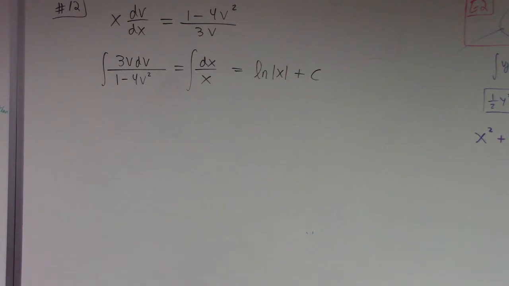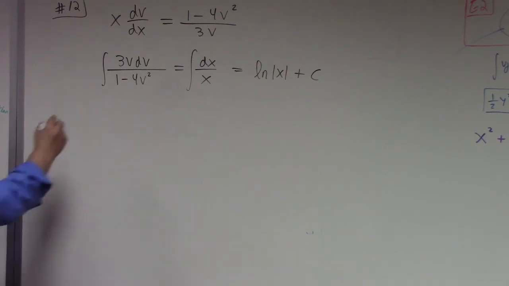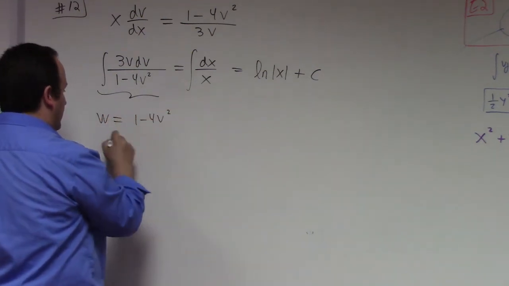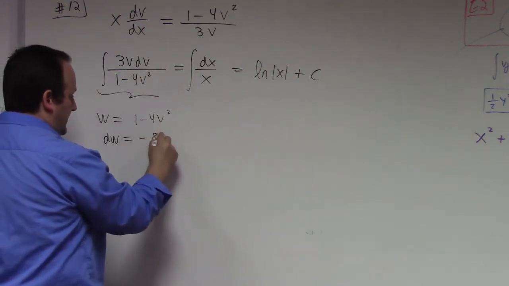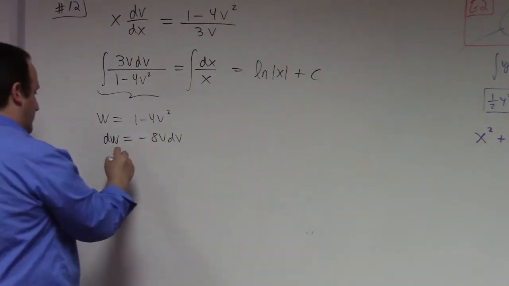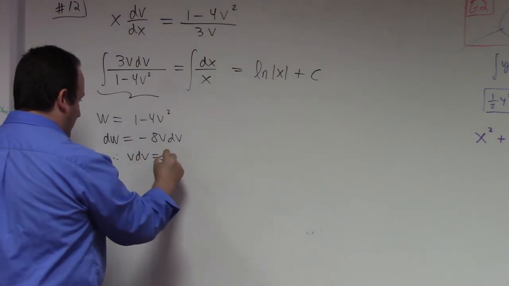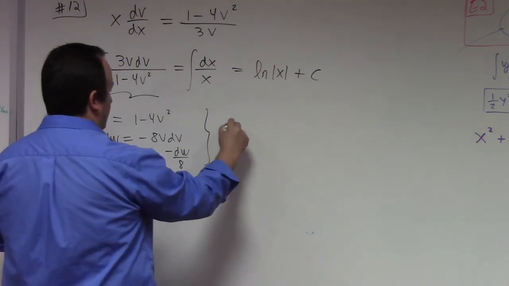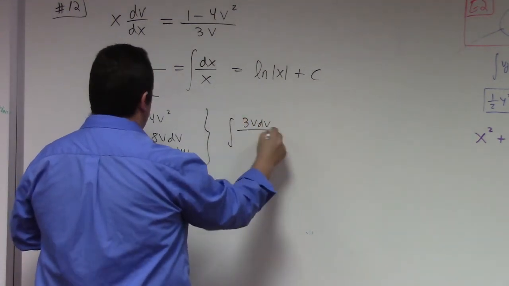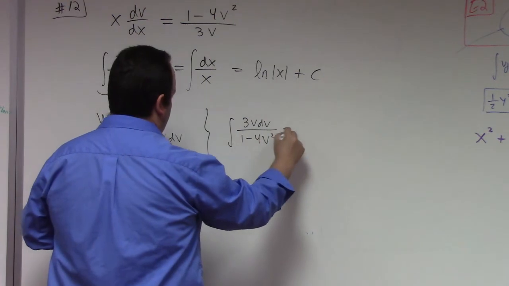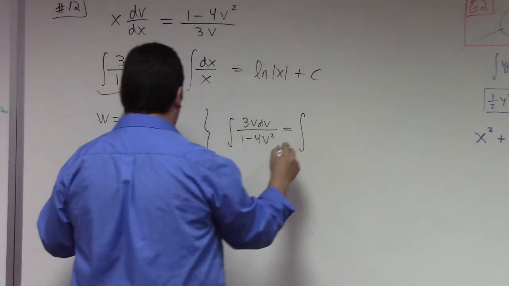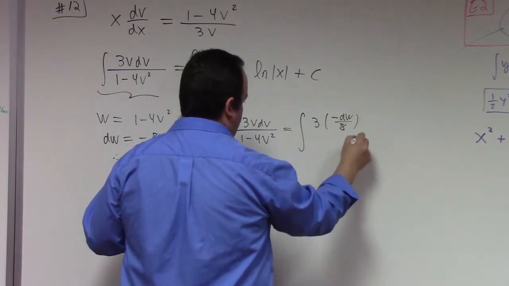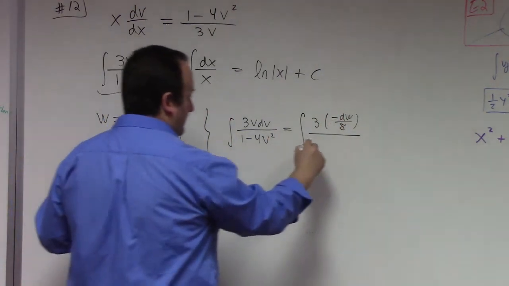You should be able to integrate that. We let w equal 1 minus 4v squared, then dw is minus 8v dv, right? So therefore v dv is minus dw over 8. And so with that substitution, we have the integral of 3v dv over 1 minus 4v squared equals the integral of 3 times minus dw over 8 divided by w.